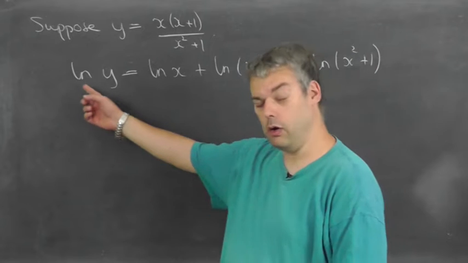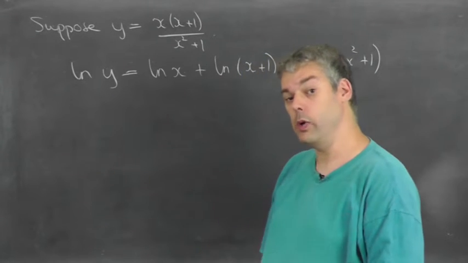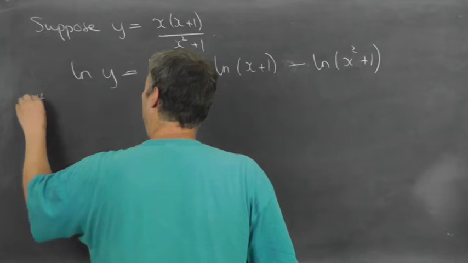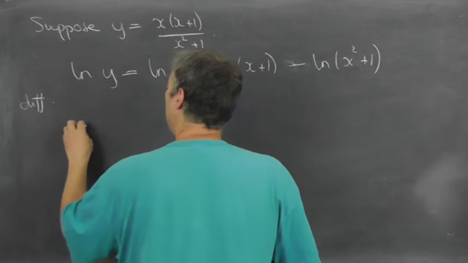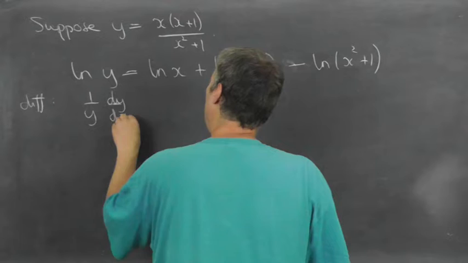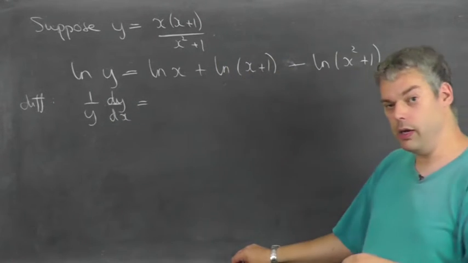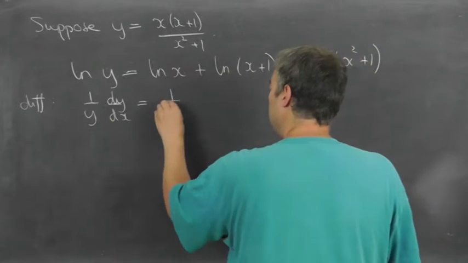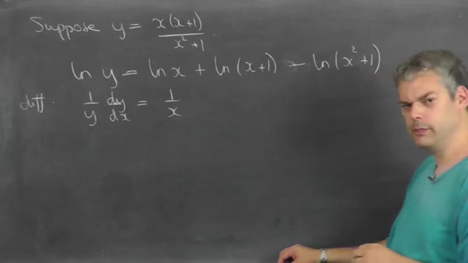Now we can differentiate log y. We've just explained how to do that. We get 1 over y dy by dx. So differentiate. We get 1 over y times dy by dx. Now remember, when we differentiate log, this is one of our standard differentials, log x becomes 1 over x.